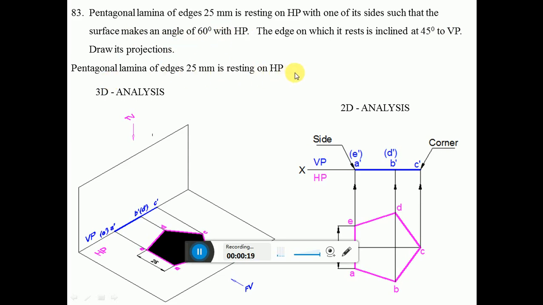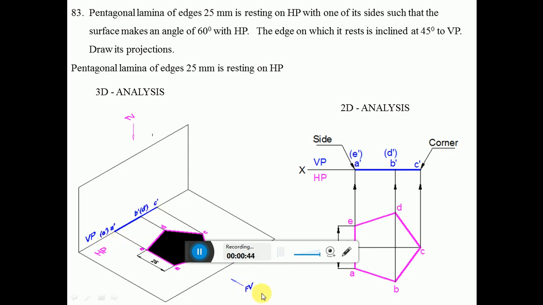resting on HP, so obviously you have to start from HP, that is from the top view. And the edge which is resting on HP has to be perpendicular to VP. So you can see that the edge is perpendicular to VP. So here all the sides are resting on HP, so it is parallel to HP. So you can see the true shape in HP. Since the surface is perpendicular to VP, so I am getting a line here in the front view.